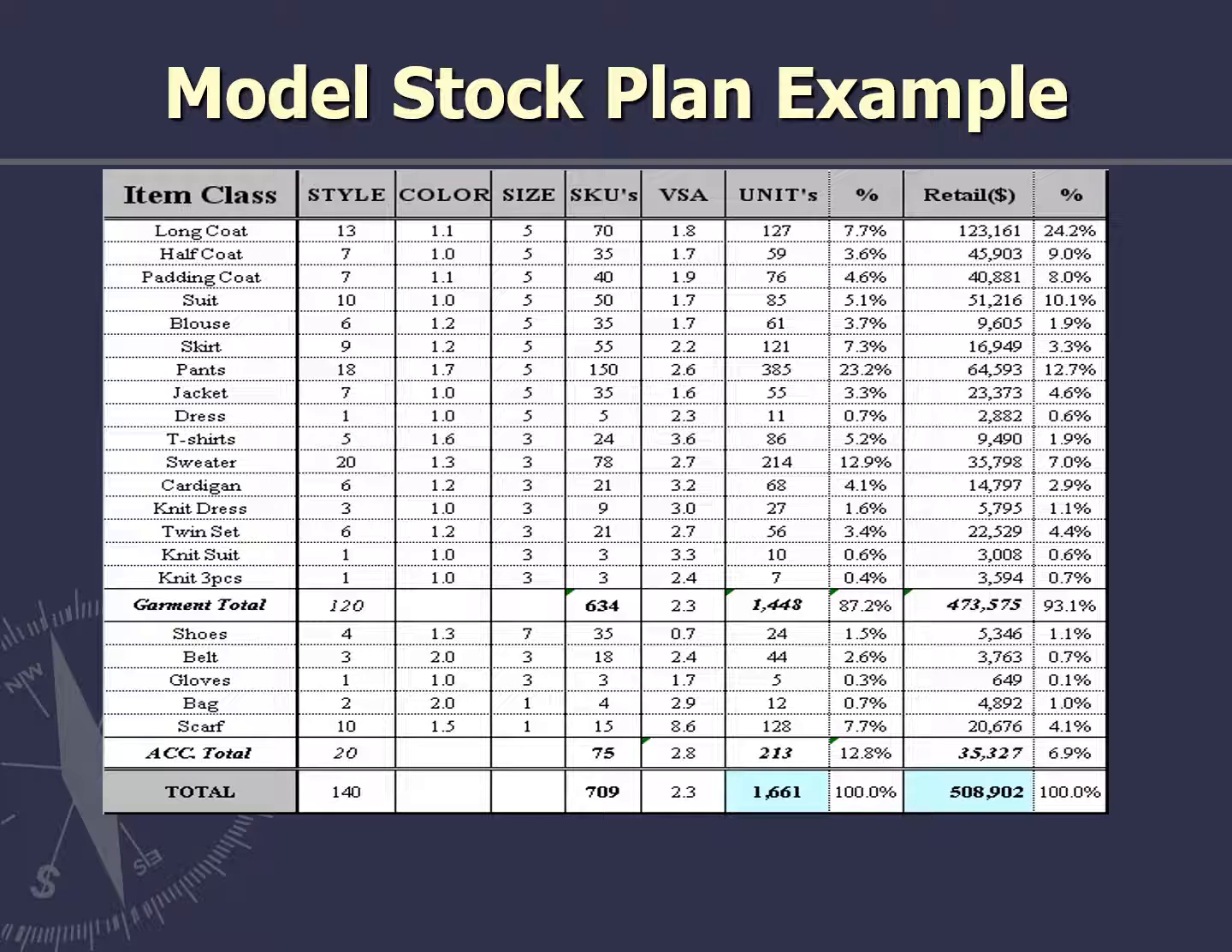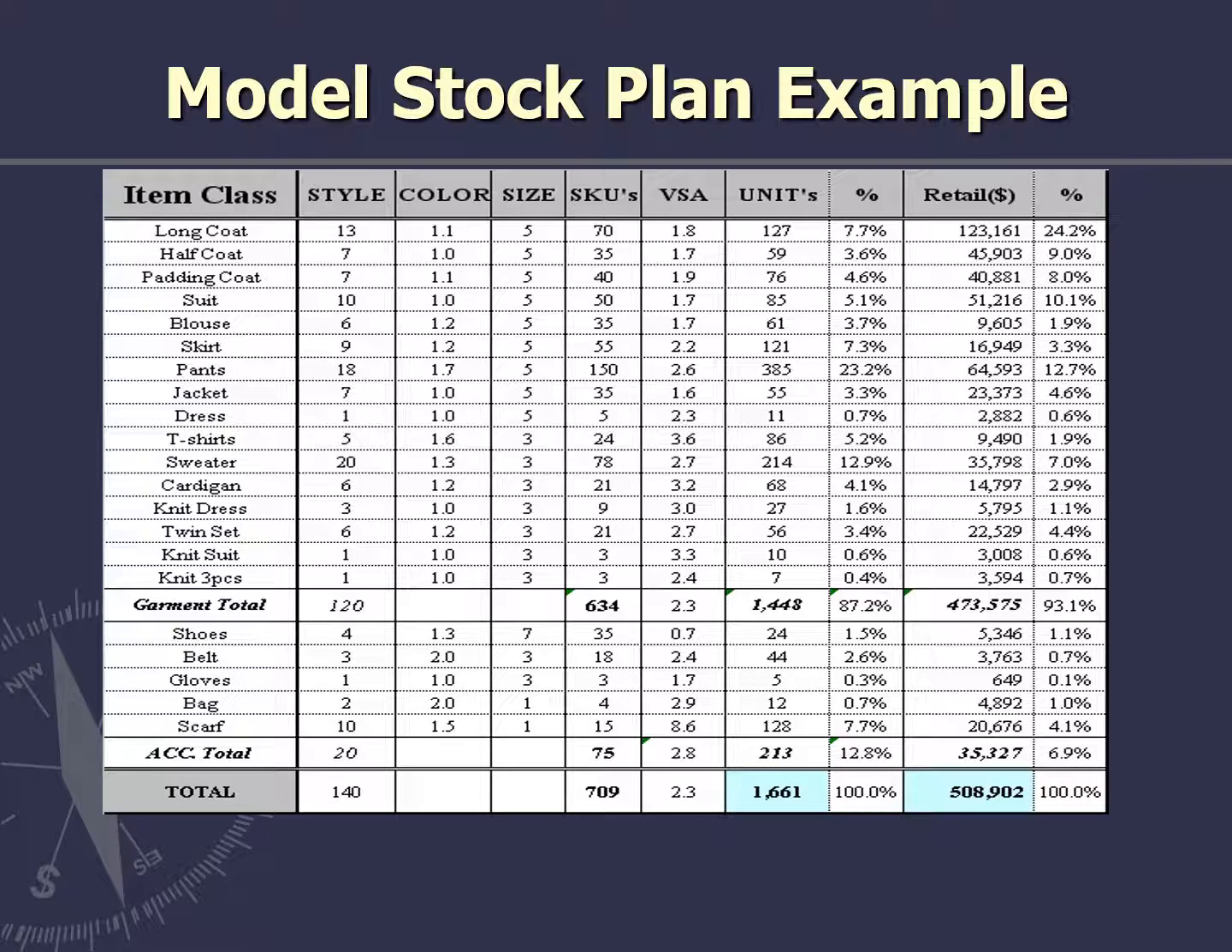What you're seeing now on the screen is the model stock plan that I actually used when I worked as a buyer for Max Mara, which is an Italian brand. This was actually set up for a flagship store that they had. So for this specialty retail brand, this was the fall season model stock plan, and the emphasis of this brand was really on the coats.